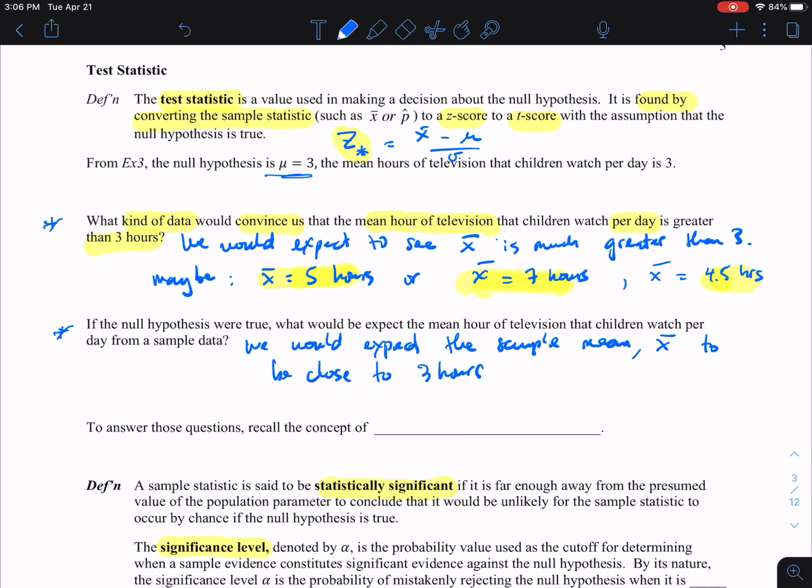But again, how close? Is 3.5 close? Or maybe 4? How close? Does it have to be right on the dot of 3? So again, very subjective. To make it formal, we're going to make it less subjective and more objective. We're going to assign a mathematical value, so that it's clear and there's no subjective conclusion there.